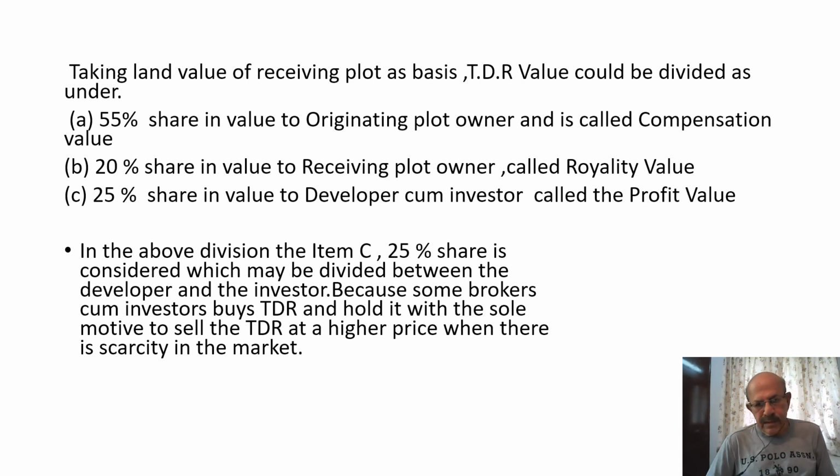In the above division, the item C, 25% share is considered, which may be divided between the developer and the investor, because some brokers cum investors buy TDR and hold it with the sole motive to sell the TDR at a higher price when there is scarcity in the market.